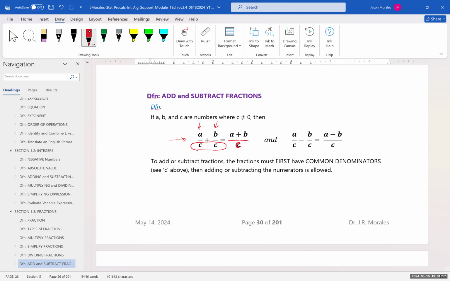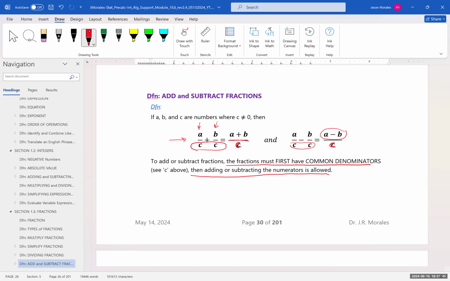If you are subtracting two similar fractions where the denominators are equal, then you can just subtract the numerators and just write one of the denominator down here. And so that's simply how adding and subtracting fractions work. The fractions must first have common denominators, then adding or subtracting the numerators is allowed.